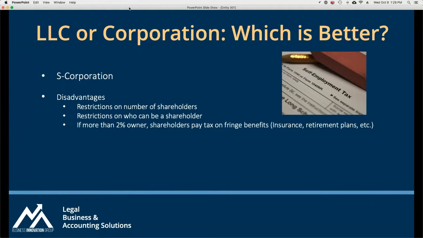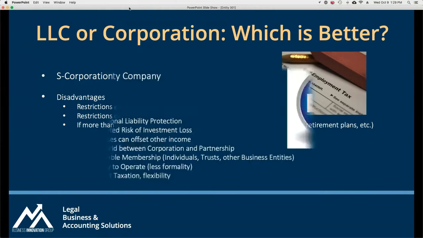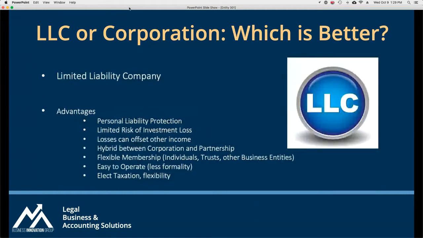So that's kind of the ideas behind corporations from afar, advantages and disadvantages. So let's go back to this question: LLC or corporation, which is better? Well, what about limited liability companies? What about the LLCs? Again, they get personal liability protection. Now, the case law only goes back maybe about 30 years, but 30 years of strong case law saying that they're going to be protected. There's limited risk of investment loss because of that liability protection.